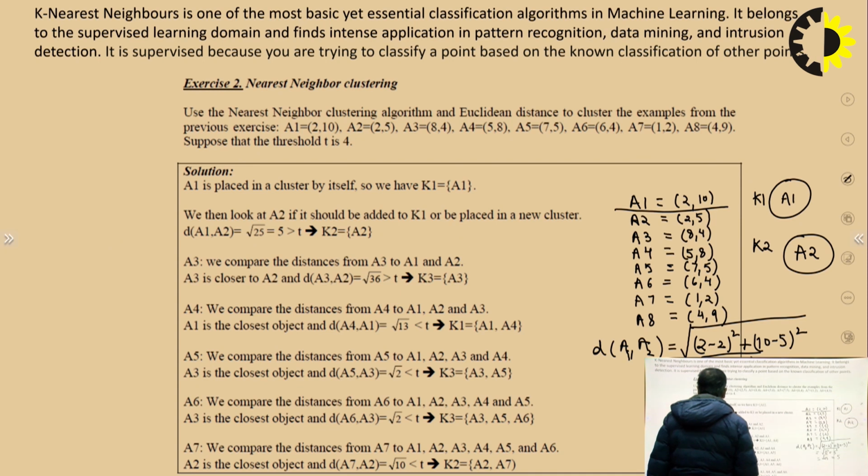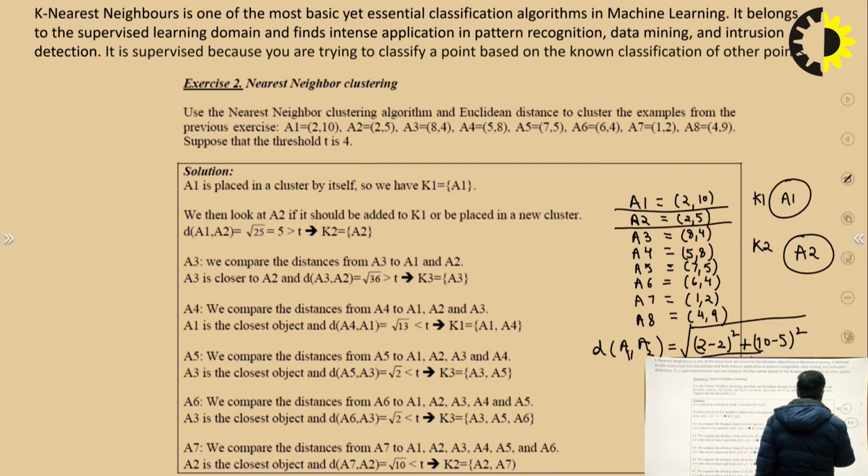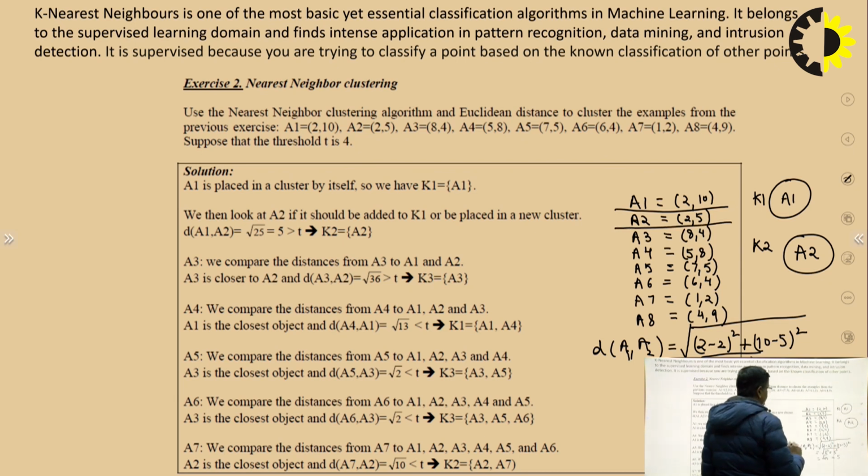Now what we have to do is check for the next point. These 2 points are over. We have to check for the next point A3. When we check for A3, we will calculate the Euclidean distance between A3 and A2 and the Euclidean distance between A3 and A1.